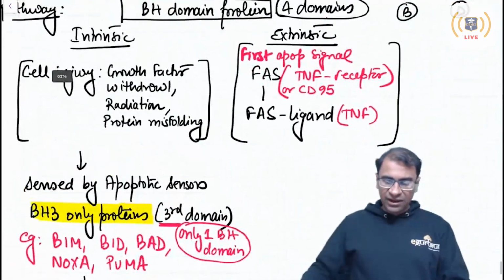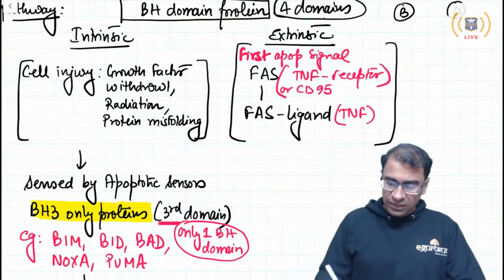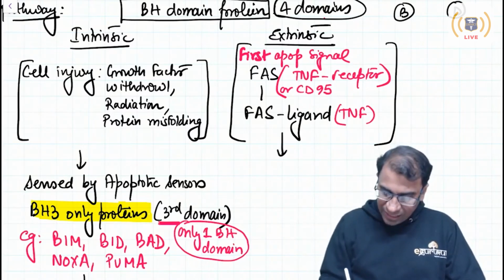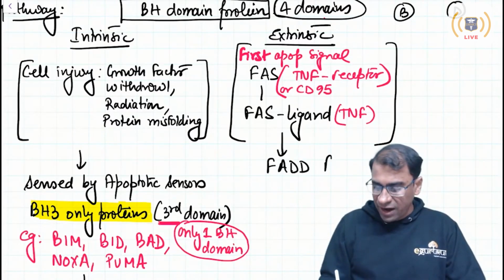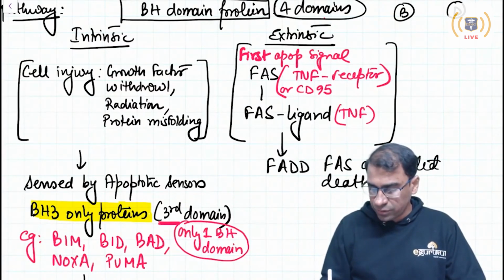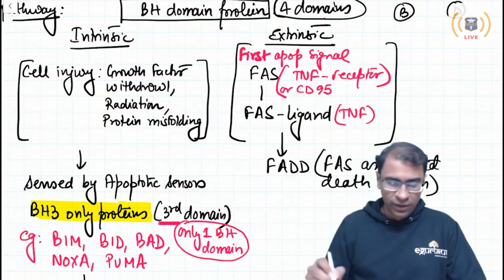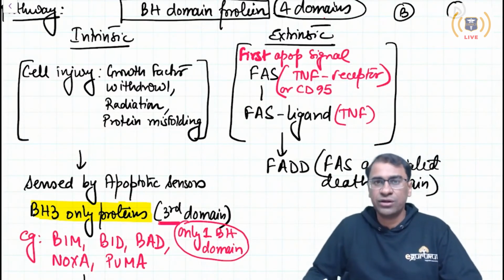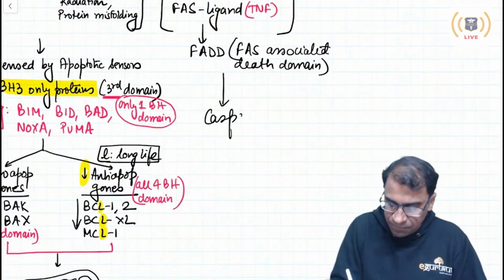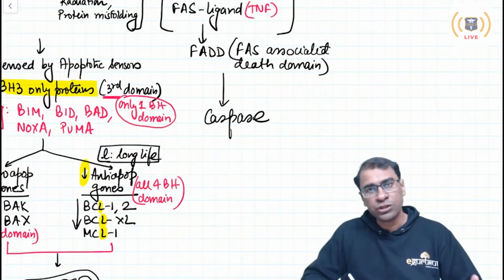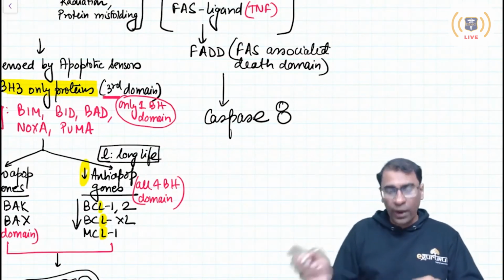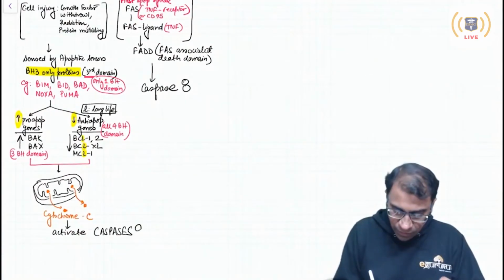On the other side, here we are writing the extrinsic pathway. So in the extrinsic pathway, the Fas ligand interacts with the Fas molecule. Then they activate a molecule called FADD, which stands for Fas associated death domain. This will then again activate the caspase, just like in the intrinsic pathway. The difference is this activates caspase number 8, while this one activates caspase number 9.